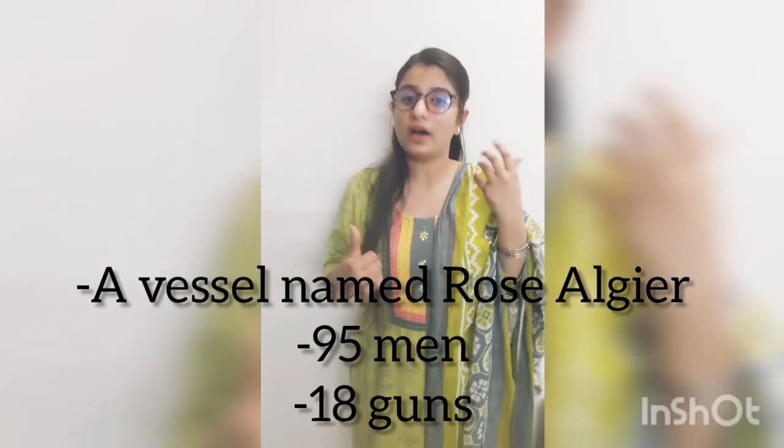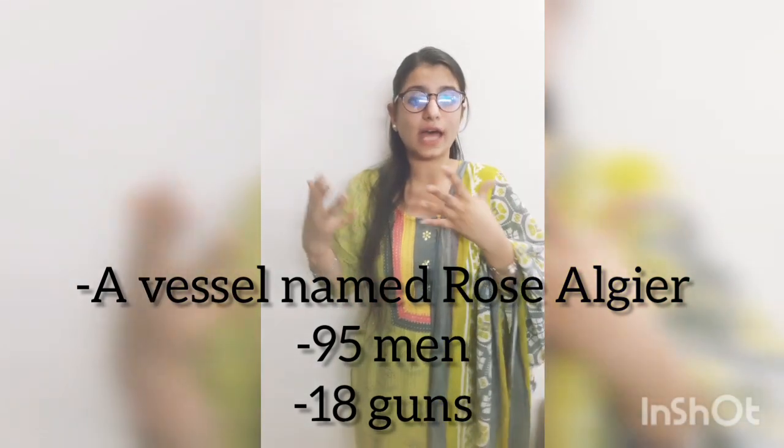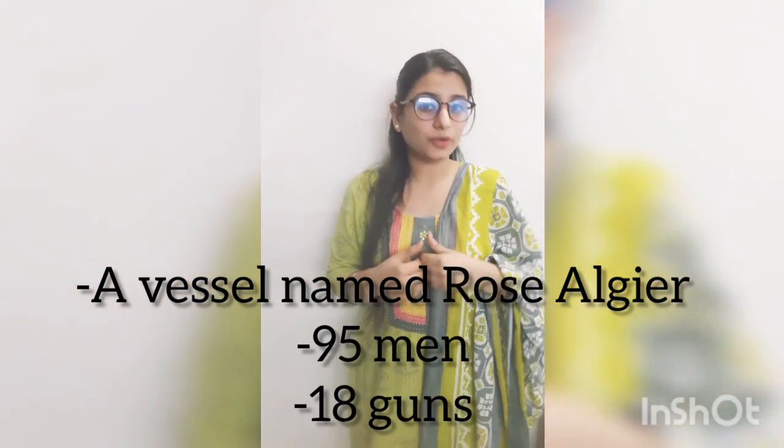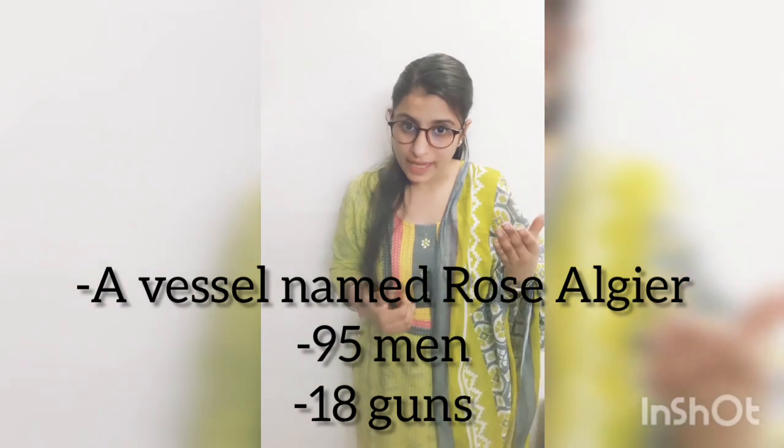Therefore, he decided to provide him assistance. As part of his assistance, number one, he provided him a vessel called Rose Algier. Also, he provided him with 95 men and 18 guns. On the other hand, he also made him captain of the English ship, captain of the English Navy.